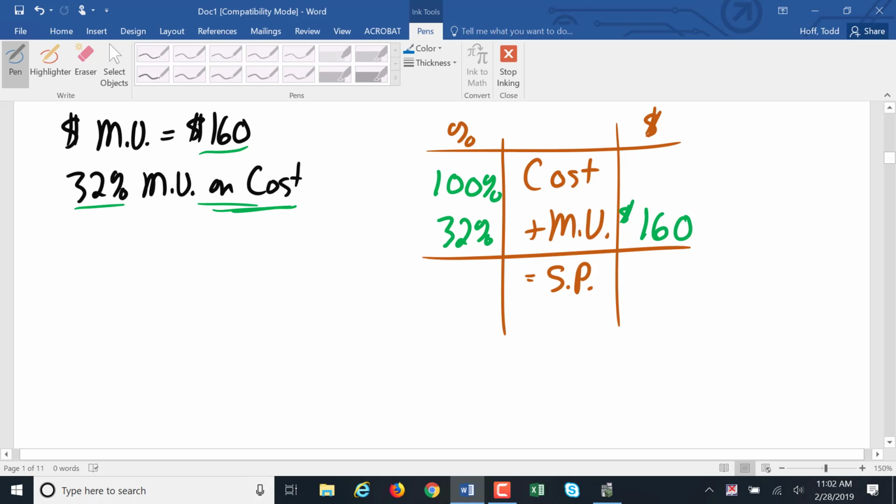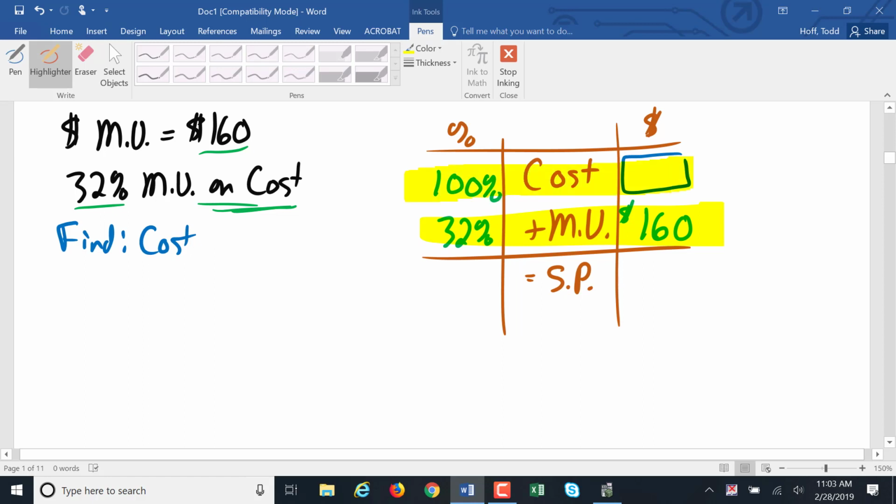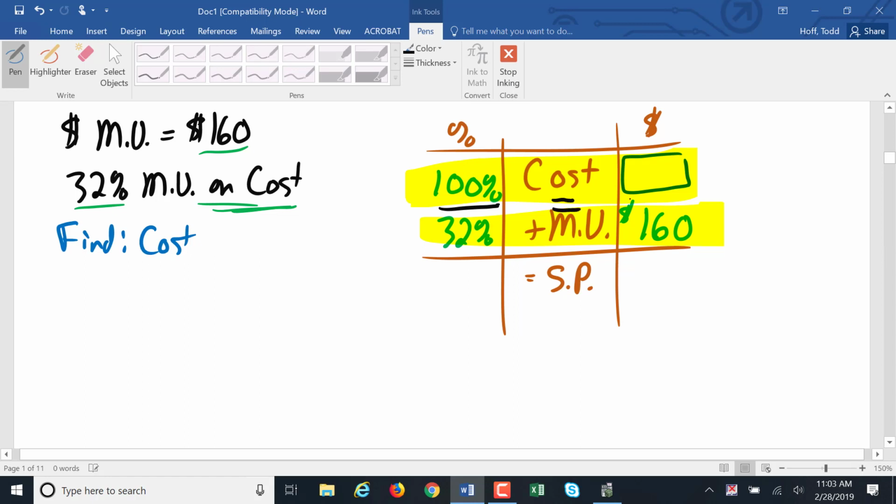In this problem, I want you to find the cost. So finding the cost, you can see everything is right there. This is the row where we have both the percent and the dollar amount. That's the markup. This is the row that has what we're looking for, and we do have the number on the other side. We have that 100 there. So we can go ahead and treat that as a proportion, and we'll cross multiply and divide right within that table. So 100 times 160 divided by 32.